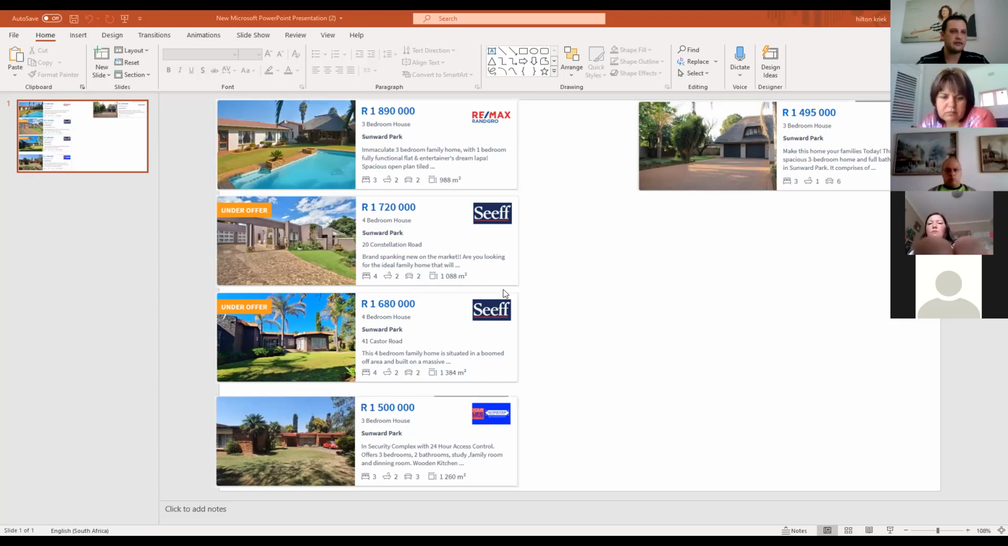So it involves a bit of homework. It involves you investigating, looking, comparing, going through the photos, making notes of what the property has and what it doesn't have, and sitting down and presenting that information to the seller.